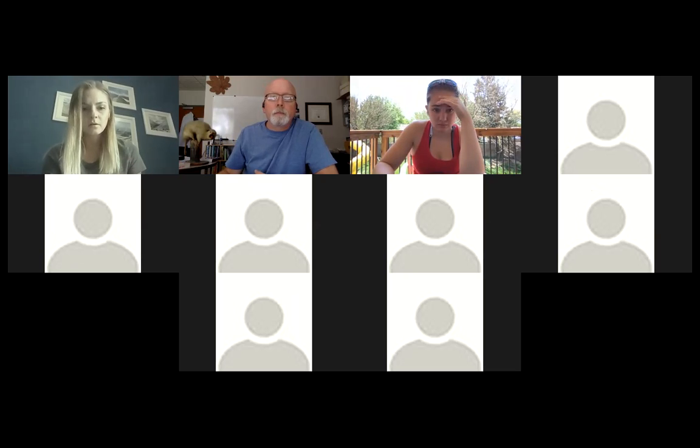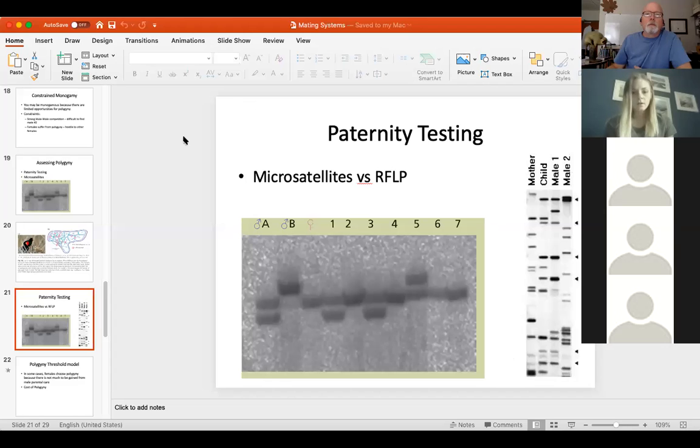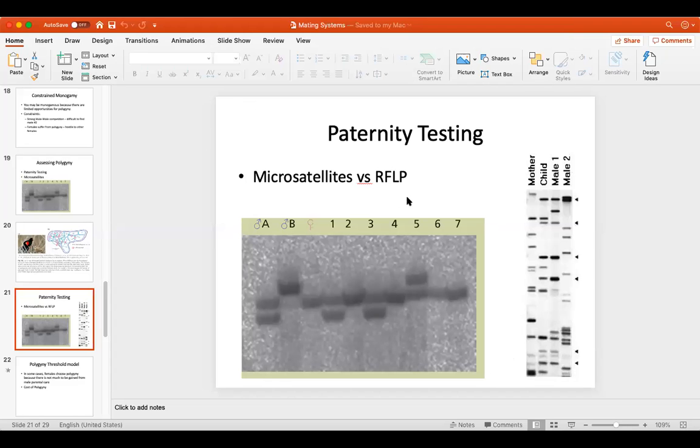So you guys remember what restriction enzymes are? Who can tell me what restriction enzymes are? Oh, I'm not showing my screen, am I? I'm not. So here is the microsatellite locus, and here is a restriction fragment length polymorphism gel.